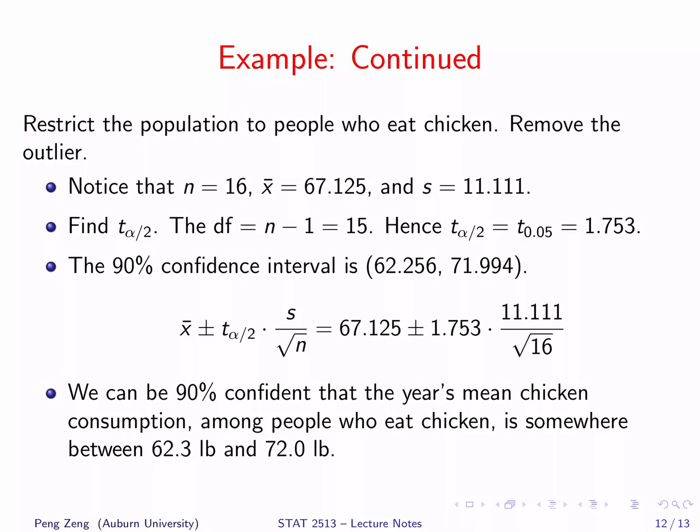Plug in all numbers and the result is 62.256, 71.994. We can be 90% confident that the year's mean chicken consumption among people who eat chicken is somewhere between 62.3 pounds and 72 pounds.